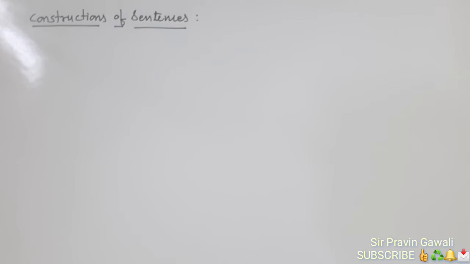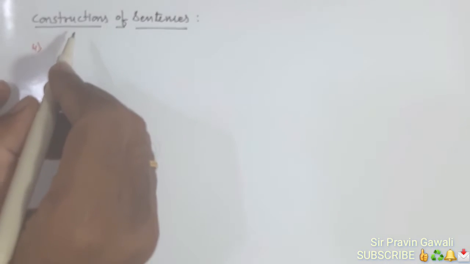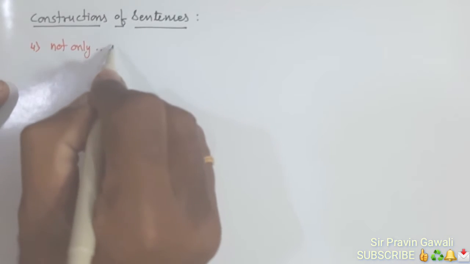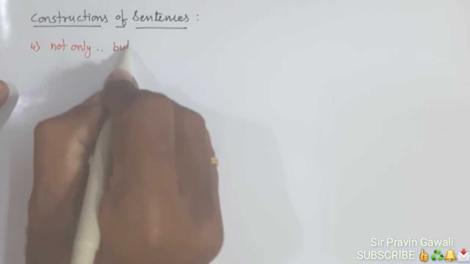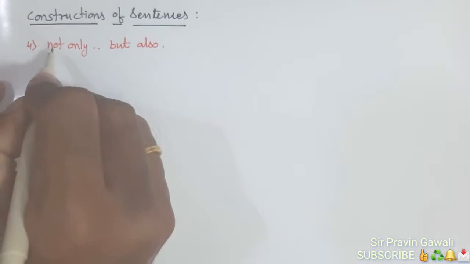Dear students, we have been studying the constructions of sentences. In the previous videos, we have studied either or, neither nor, and both and. Today we shall study the fourth construction with the help of correlative conjunction, that is not only but also. So without wasting time, let's get started.